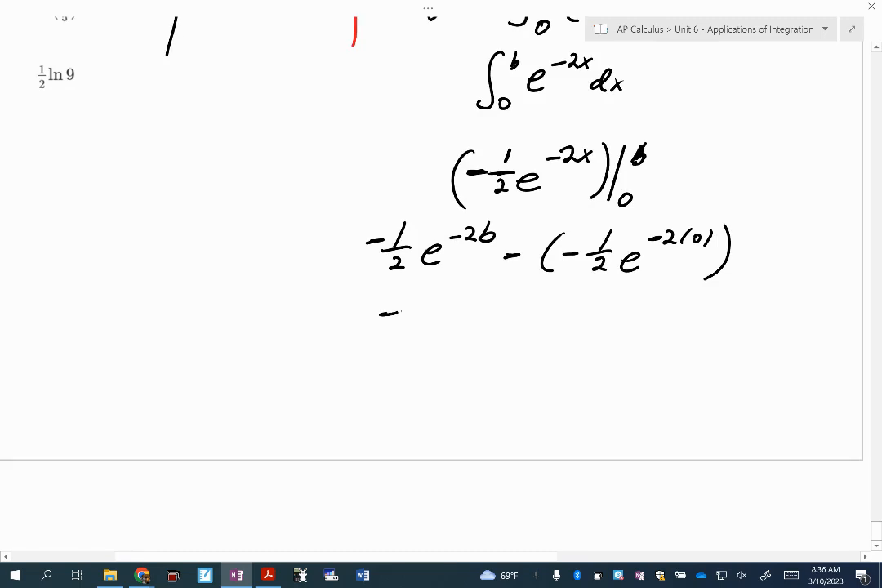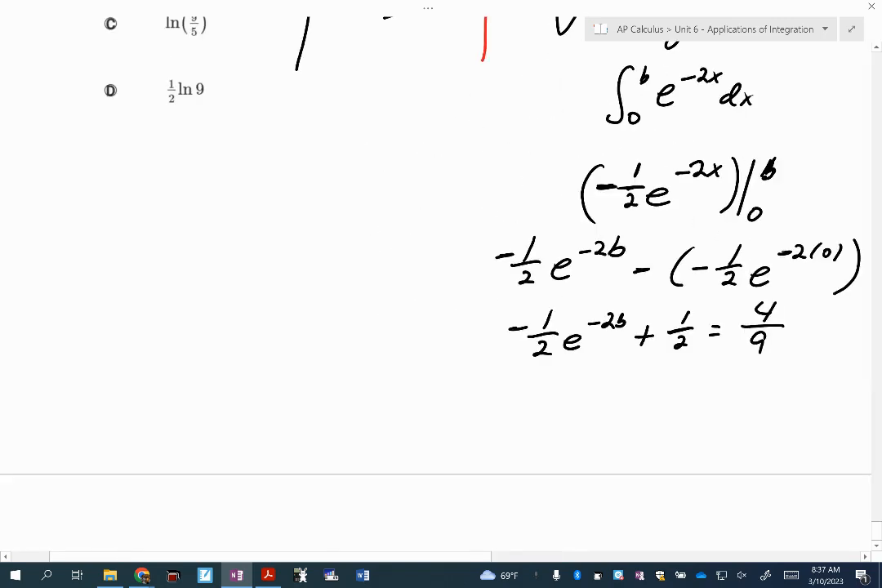I'm going to leave this alone for a second. And then this right here, see if you're good with this. Anything to the 0, e to the 0 power, is 1. That's going to be negative 1/2, but we're subtracting a negative 1/2, so I'm going to write plus 1/2. And remember, all of this is equal to 4/9.